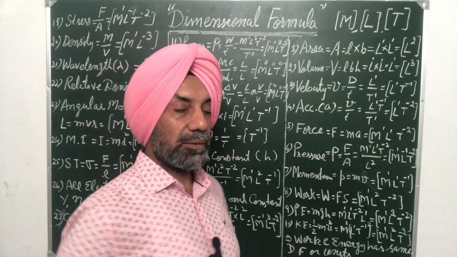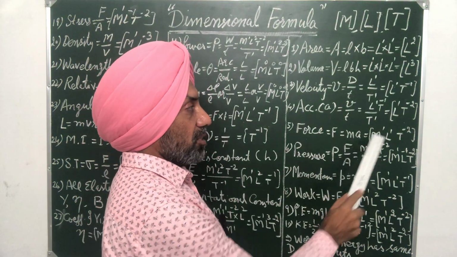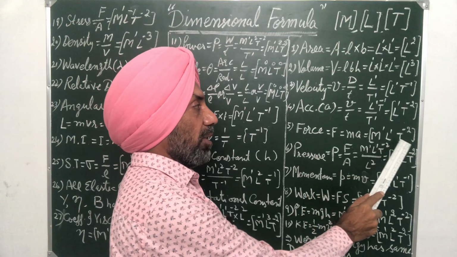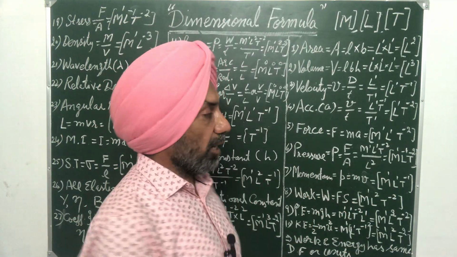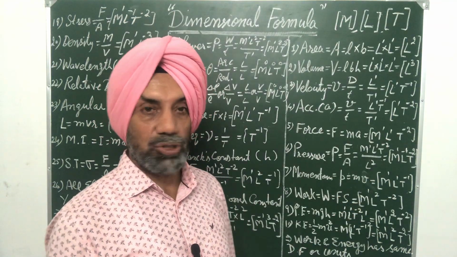F is equal to ma. This is Newton's second law of motion. Or M1, and acceleration we have proved is L1 T^-2. So the dimensional formula of force will be [M1 L1 T^-2]. So again, knowing the units of M, L and T, we can find the units of force.